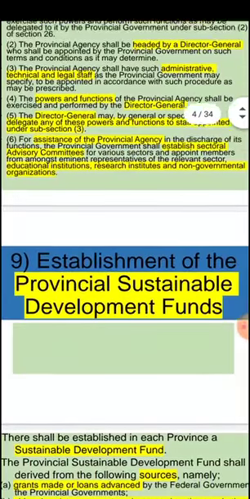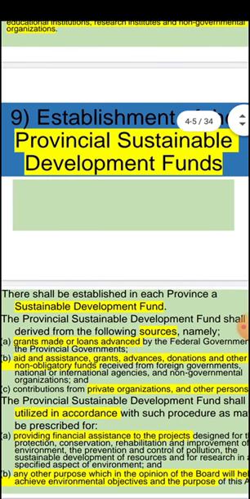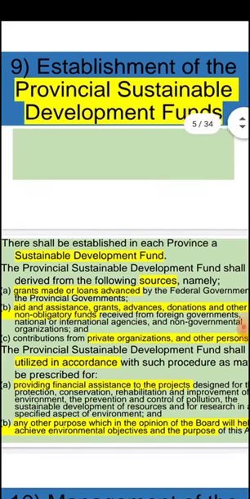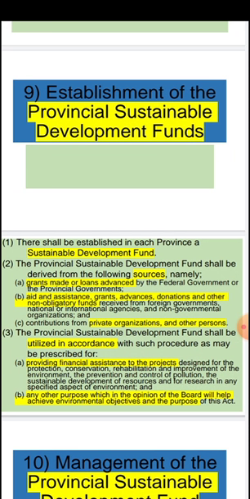And then next is the establishment of the Provincial Sustainable Development Fund. Now, this fund is going to be established by the government, but for what purpose? It will be used for the protection of environment in different projects. And so, how are we going to use this fund? It will be described in this section number 9. Have a look at it.